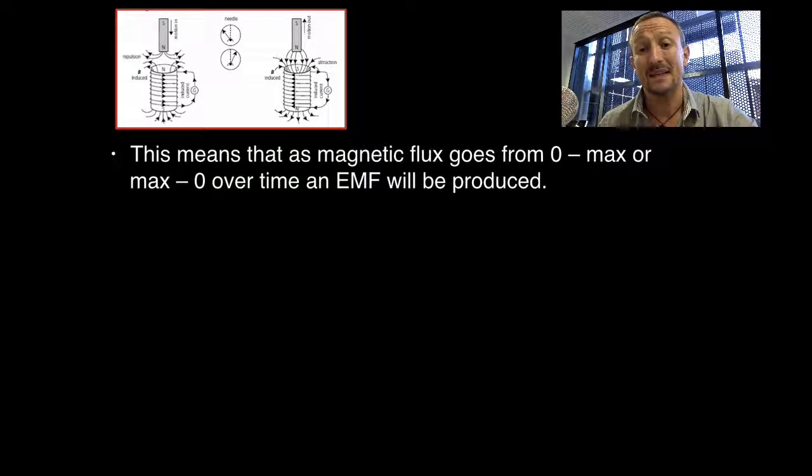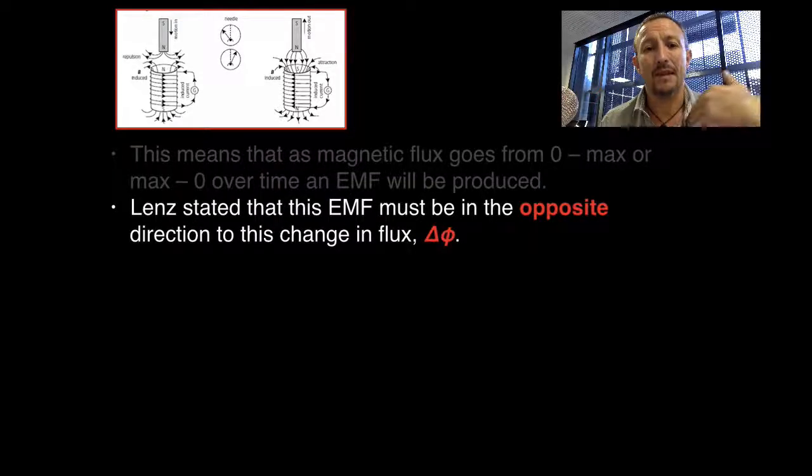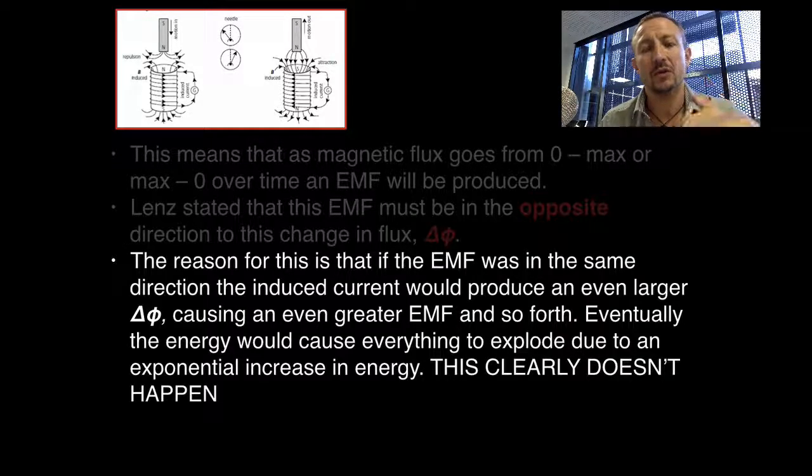Now clearly this doesn't happen. So just to recap, Lenz stated that it must be in the opposite direction, so we are not creating more and more energy. As a result, he stated that it opposes the change in flux. So it's got to go in the opposite direction. So when you are looking at your solenoid, you must always make sure that the field lines that are produced in that solenoid are going to go in the opposite direction to the flow of the magnet's field.